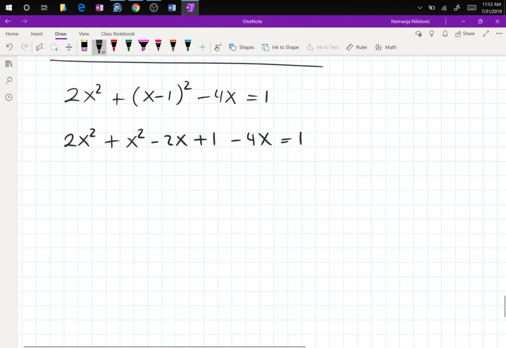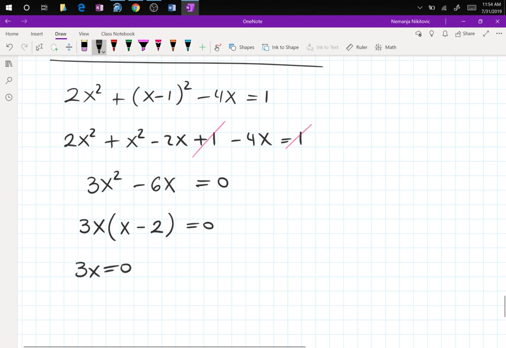You get 3x squared minus 6x, and the 1s cancel. Oh, this is so good because it's equal to 0. You factor out 3x, you are left with x minus 2 equals 0. And now by the zero product rule, 3x equals 0, from where x is 0, or x minus 2 is 0, from where x is 2.